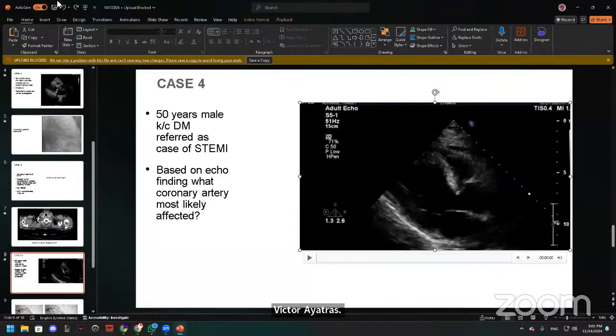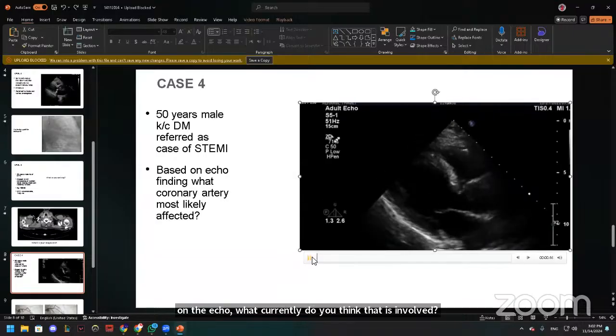Yes, hi, Walid. Hello, doctor. So, is there a thinning there of the LV? Sorry? Thinning of the wall? We'll see them just now. You are running them? Okay. We didn't run it yet. Yeah. So he's a STEMI patient. Based on the echo, what coronary do you think is involved? That's the question. Yeah.